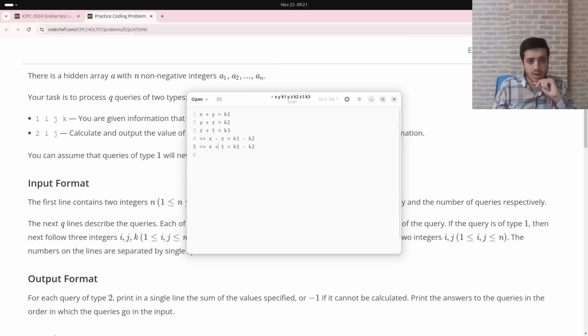Okay. And now with having all this, if we add the third equation, we can have x plus t is k1 minus k2 plus k3, which means that even when there is no cycle, we can calculate something.